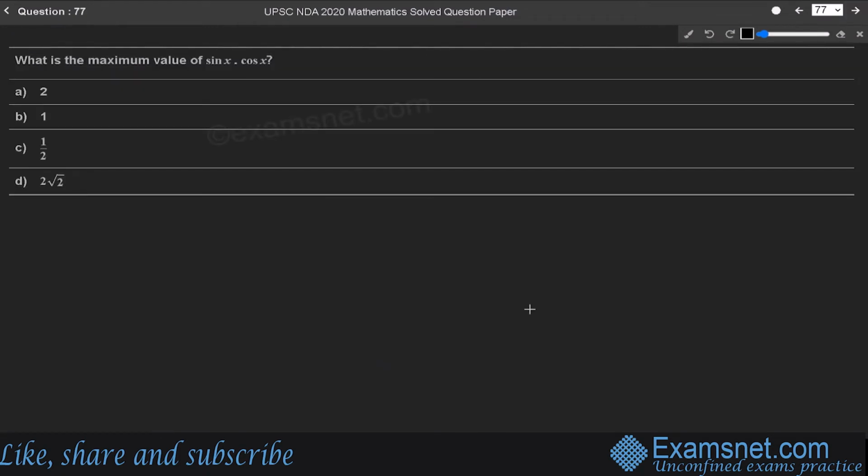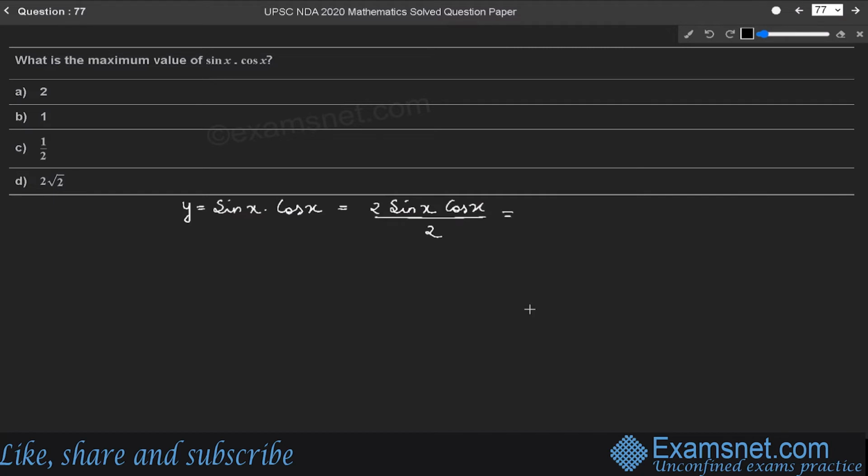Next question is, what is the maximum value of sin x into cos x? It is a question from trigonometry and it is a very simple question. So first, let y is equal to sin x into cos x. Now multiplying and dividing by 2, it will be 2 sin x cos x upon 2.